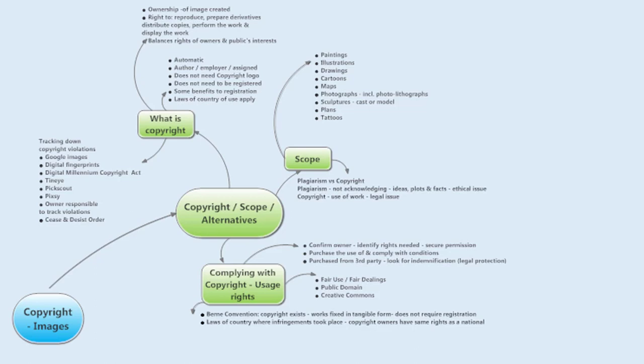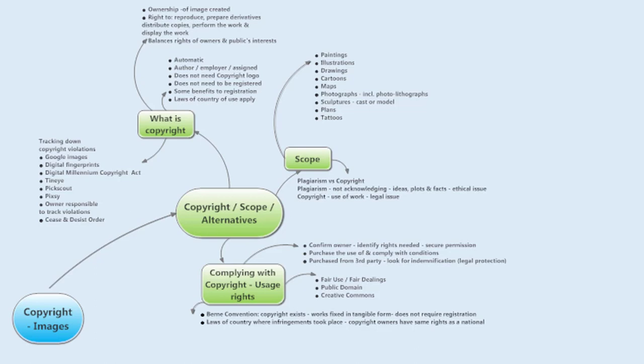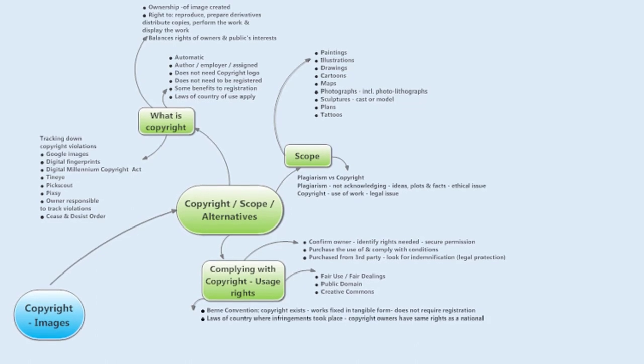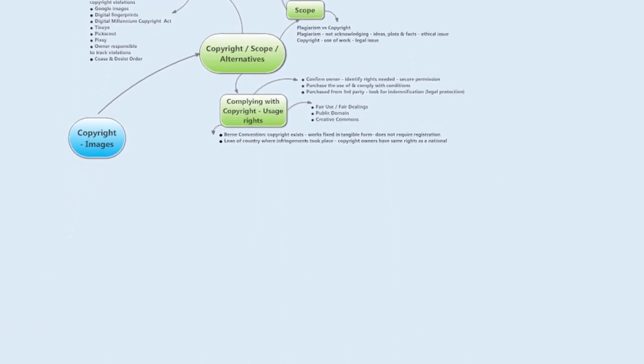And what it states is any countries that belong to the Berne Convention, and I believe there's about 179 of them, the laws of that country where the infringement took place, that copyright owner will have the same rights as a national of that country. So in other words, if you created material in the US, but it's being used in Spain, and if Spain is part of the Berne Convention, then that US author would have the same rights as somebody in Spain as a national. So whatever laws they have, you would have those same laws or same rights.